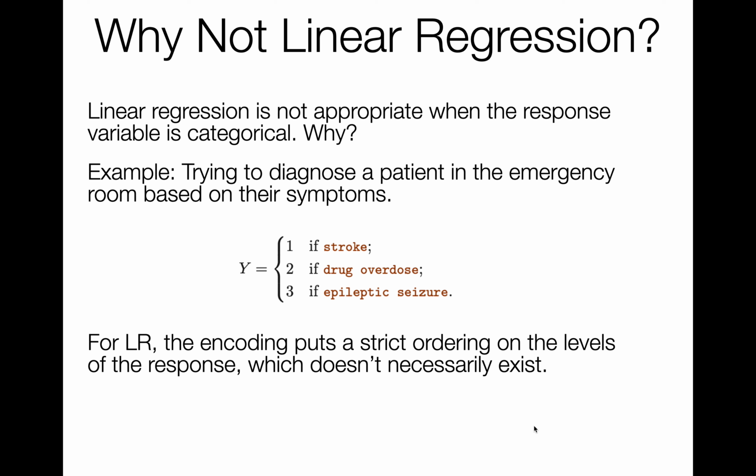And so a difference of 1 in my y has some sort of meaning. You're 1 pound heavier, or you're 1 inch taller, or your blood pressure is up by 1. Different examples like that. But here, 2 is 1 away from 1, but does that have any meaning? So the ordering here says that drug overdose is 1 away from stroke, and epileptic seizure is 1 away from drug overdose.